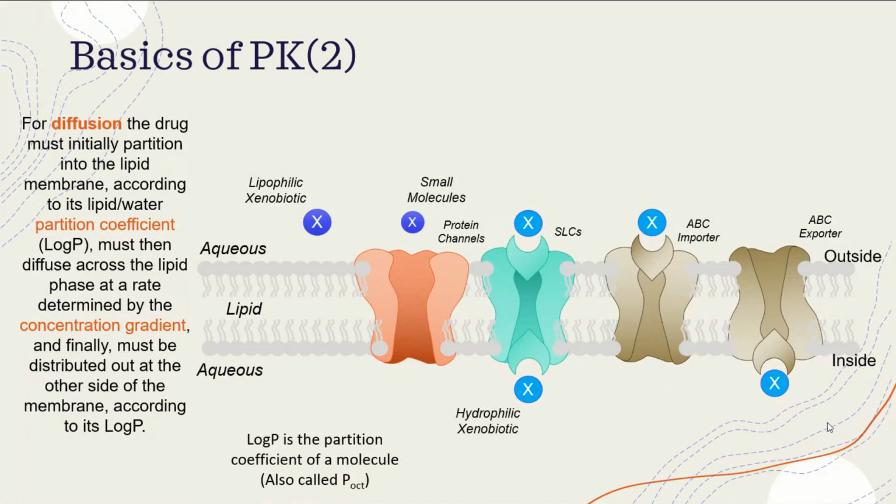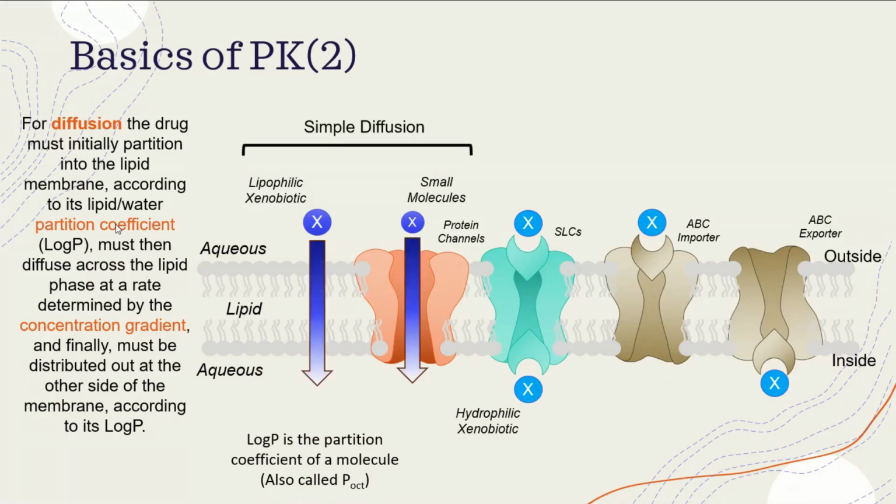So when we're talking about a lipophilic molecule, a drug or a xenobiotic that is fat soluble, its ability to cross really has to do with the amount of solubility in lipid. And this is often called the partition coefficient, or log P. And this is just a measure of how soluble it is in fat. And so for lipophilic xenobiotics, or for small molecules, but we'll focus on the lipophilic xenobiotics, they can cross this membrane by simple diffusion.